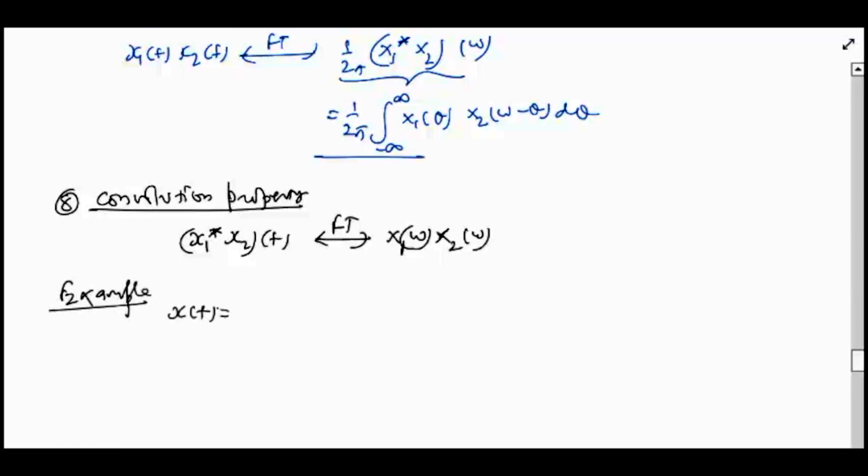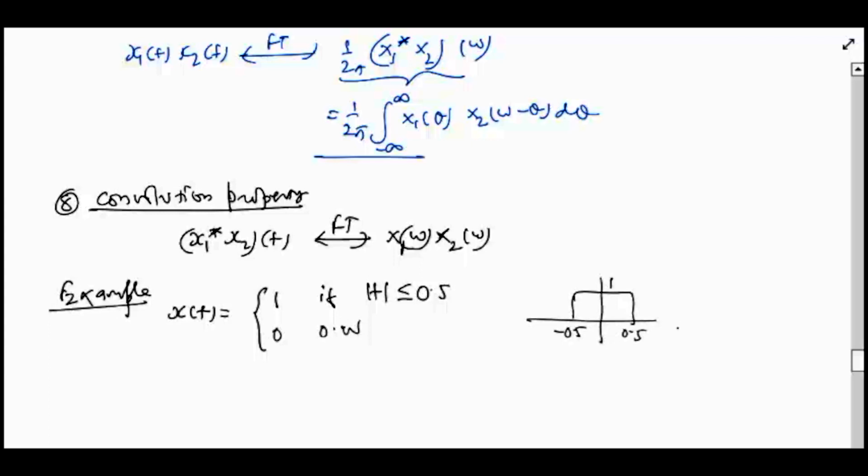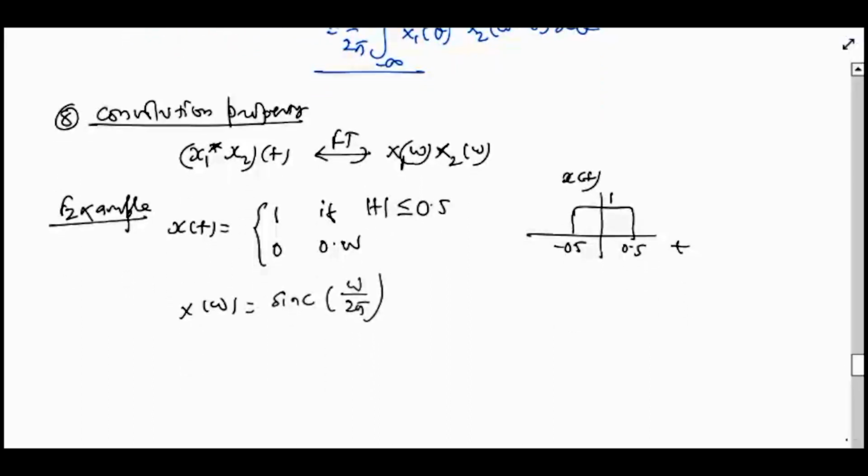Recall that if I set x(t) to be equal to the pulse signal, that is 1 if mod of t is less than or equal to 0.5 and 0 otherwise, pictorially here is my x(t), from minus 0.5 to 0.5, then the Fourier transform of x(t), X(omega), will be given by sinc of omega over 2 pi. This is obtained by simply setting capital T equal to 0.5 in the example that we had seen earlier.